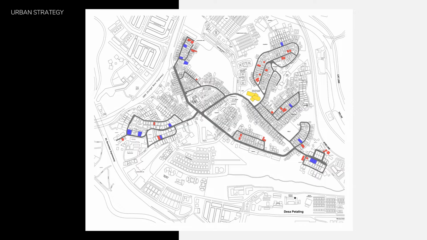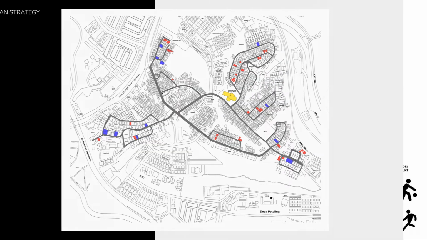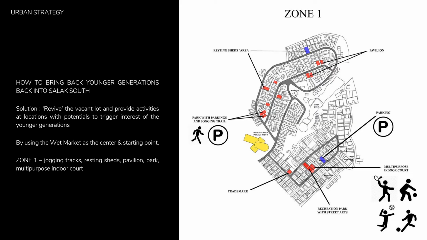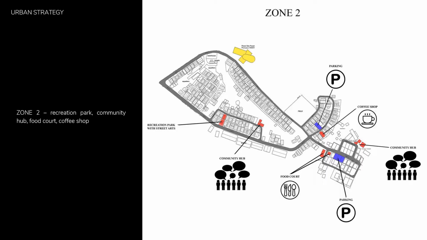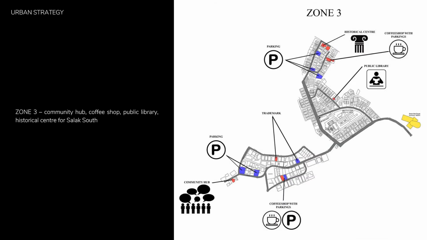So my strategy is to repurpose those lots in order to provide activities for the locals as well as attracting outsiders into Salak South. In the diagram, I drew out the path to show the connections between those zones. As you can see, I've divided those places into three zones to show the different types of programs in each zone. This is zone 1. This is zone 2. And lastly, zone 3.